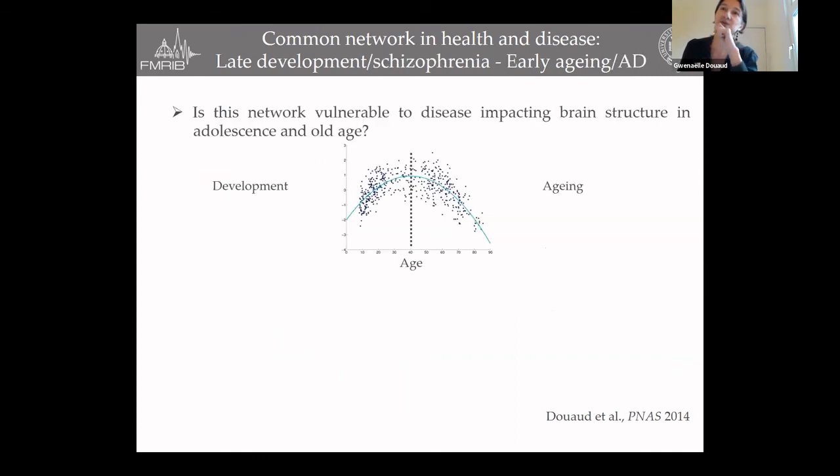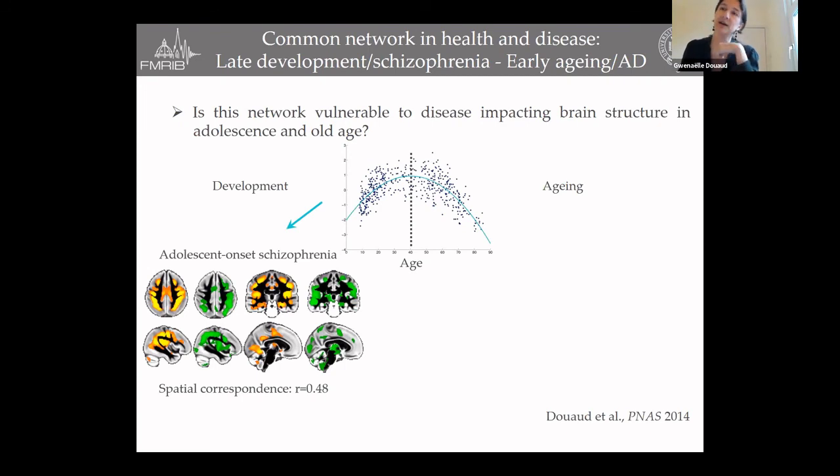And so the next question we asked was, well, if this network is vulnerable, the one that is undergoing the most changes during adolescence and older age around 60, could it be that if disorders impact brain structure precisely at these timelines, they could then preferentially impact this brain network? That's exactly what we found.